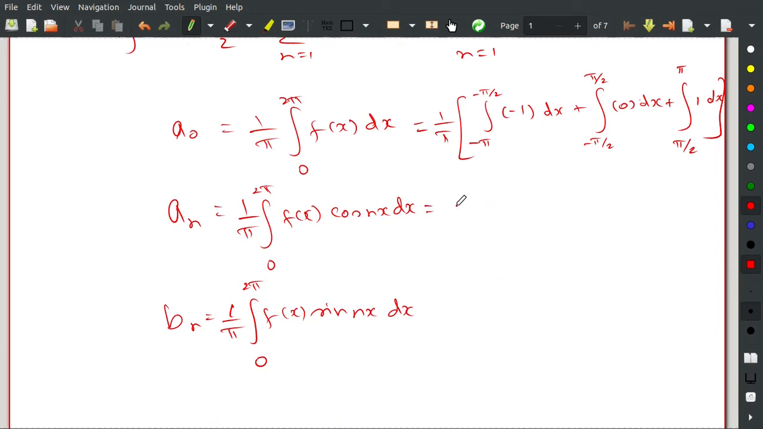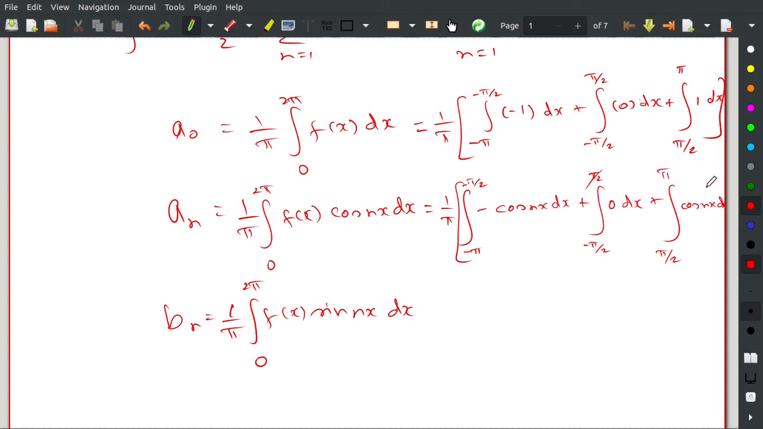Similarly here also we have 1 by pi as common, integral minus pi to minus pi by 2, since f of x is minus 1 in this limit, we have minus cos nx dx, plus integral minus pi by 2 to pi by 2 of 0 dx, plus integral pi by 2 to pi of cos nx dx.